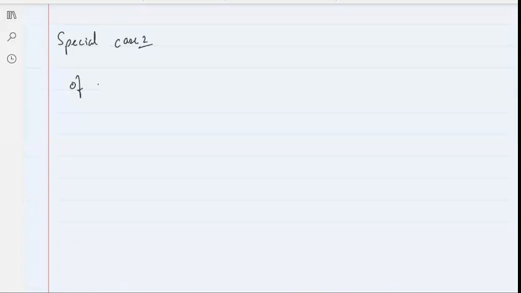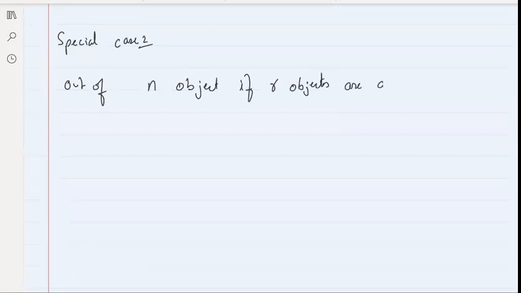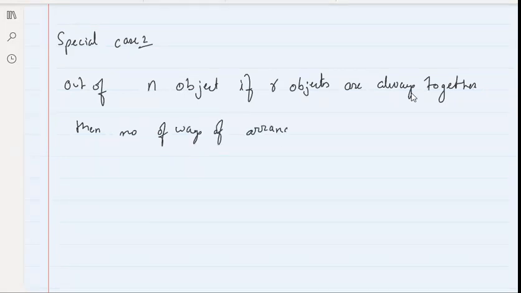Out of n objects, if our r objects are always together, then the number of ways of arranging them is, now tell me, what will it be? n minus r, which is the remaining objects, plus 1, because you are clubbing r objects and it is becoming one object, into r factorial, since these r objects can arrange themselves in r factorial ways. So this is the formula.